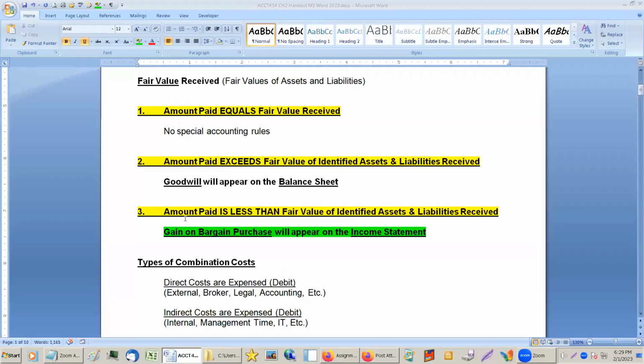Because the assets still exist and all, you haven't resold those for a gain or anything like that. And that was like a huge no-no for years. You never ever book a gain on a purchase, but in this method you do. The new rules are you do, and I'll explain it when we get to it. It'll make more sense when we get to it.